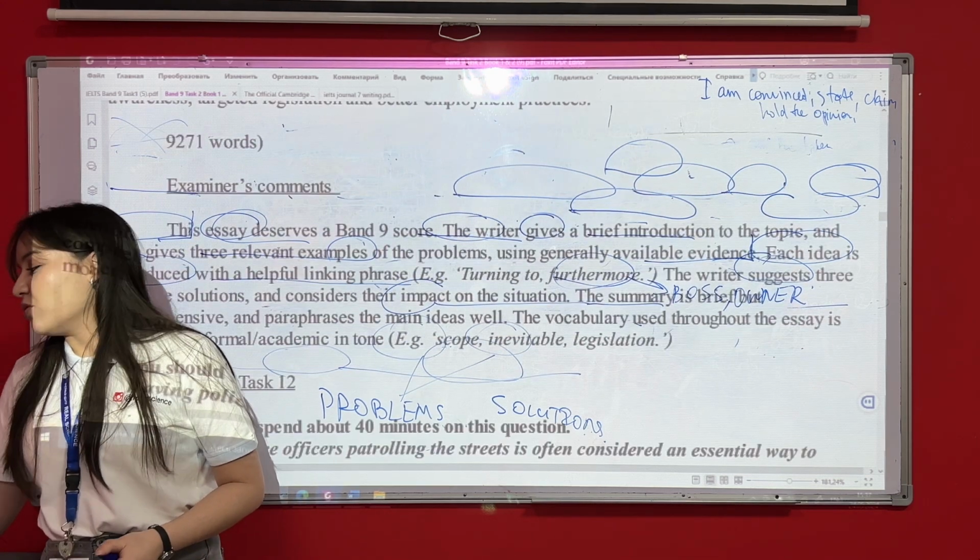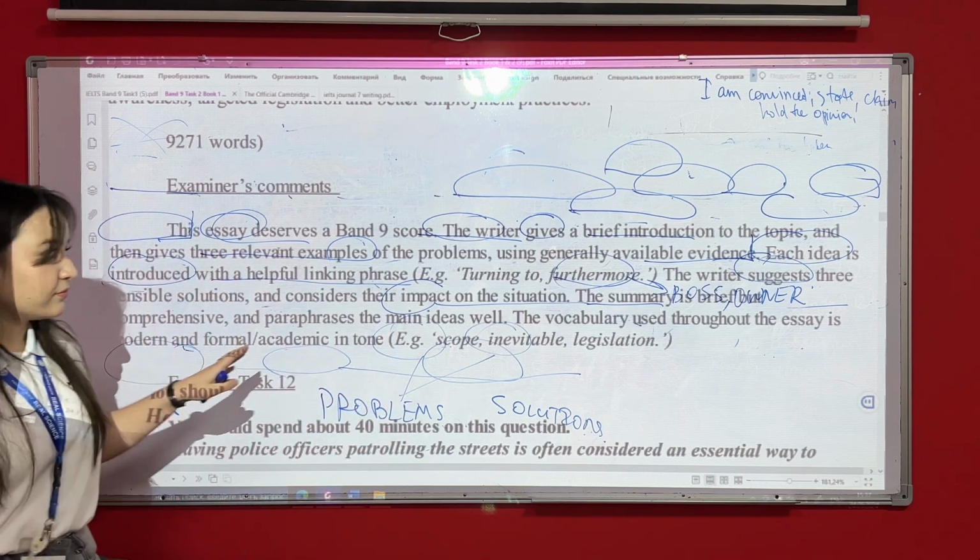And here is the examiner's comment. Let's read it and then we're going to finish. Okay?